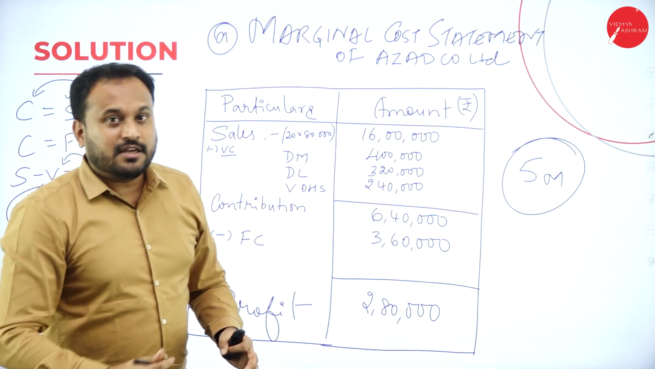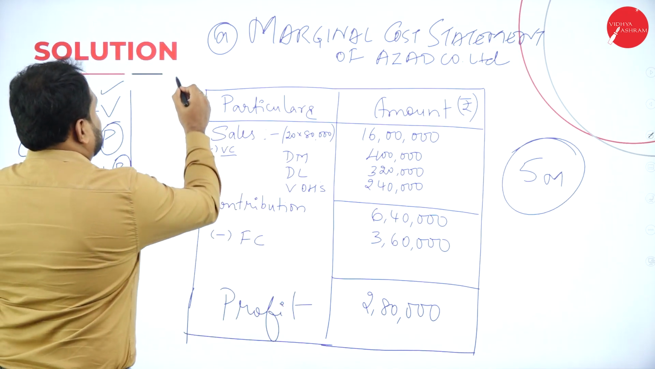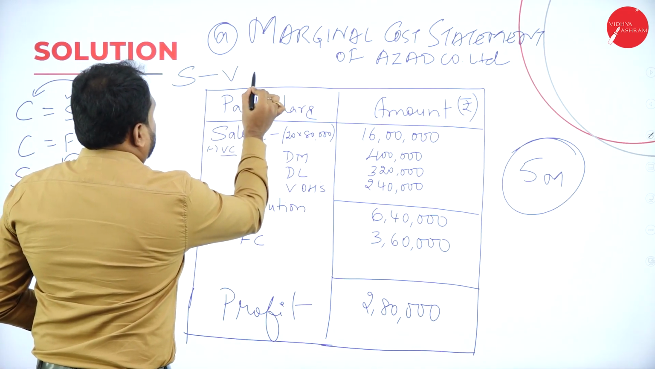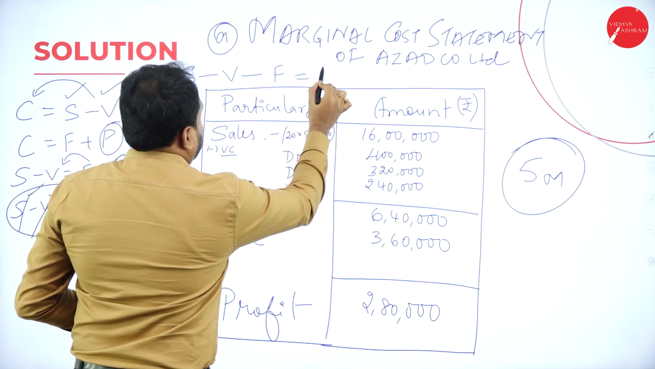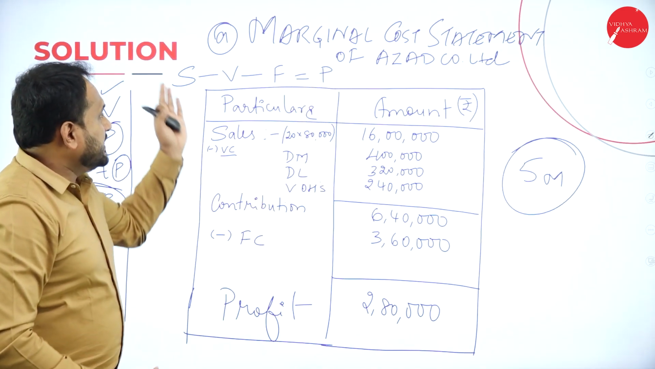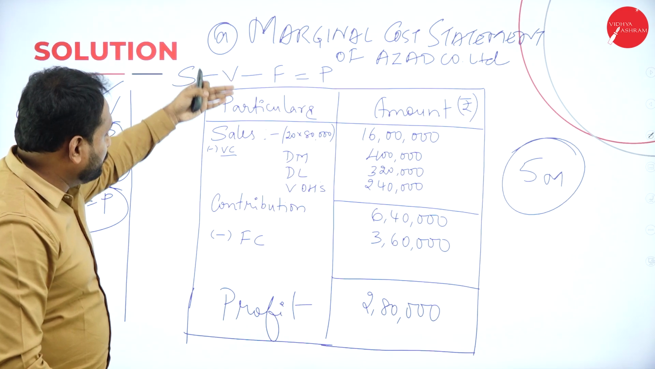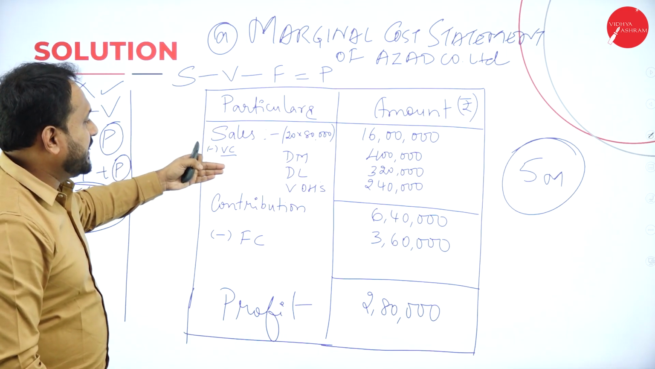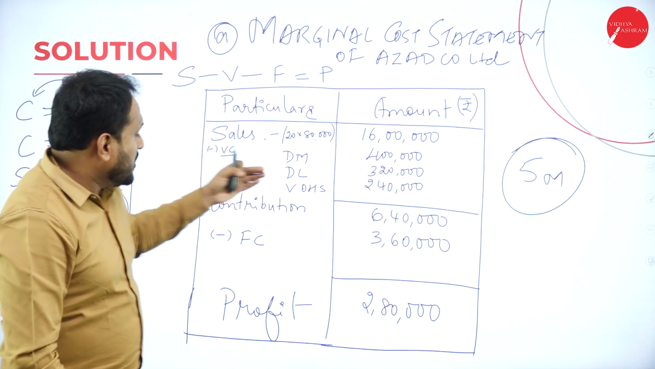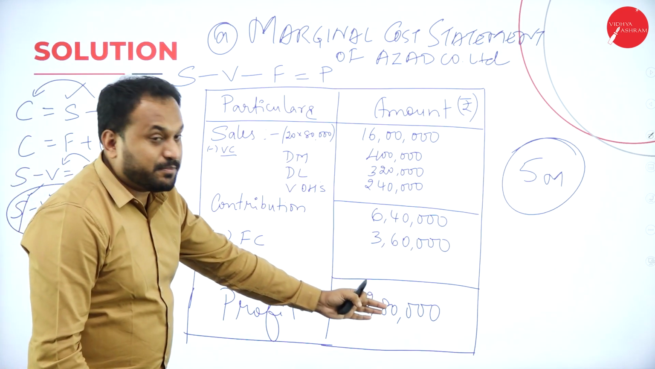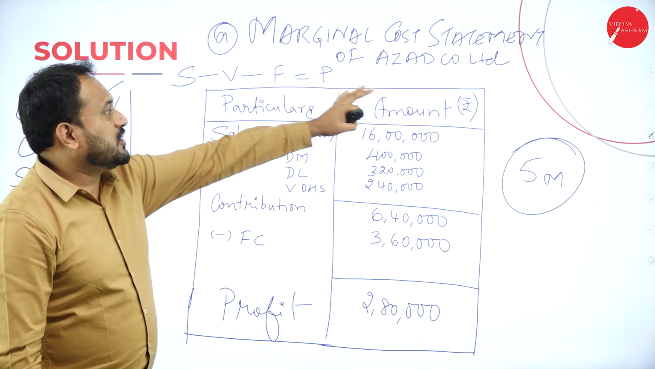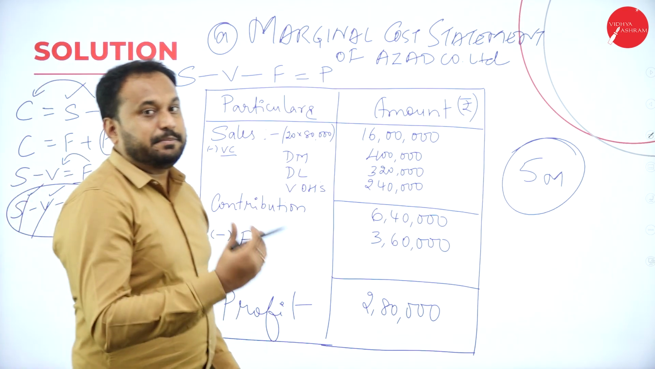What is it that I have done? Very simple one. That is sales minus variable cost minus fixed cost is equal to profit. Now, in this format, I have gone vertically. That is sales minus variable cost is contribution. Contribution minus fixed cost is my profit. This is the marginal cost statement of Azad Company Limited.